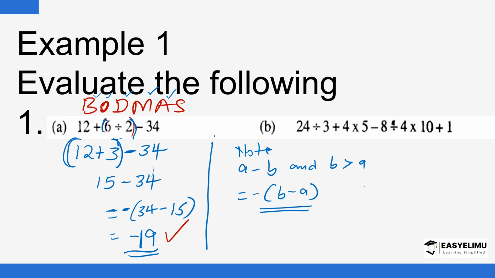So we have 12 plus all this, and the answer is negative 19 as the final answer down here. The whole of this operation is a combined operation of 12 plus 6 divided by 2 minus 34. We have about 3 operations here to be done: the plus, the division, and the minus there.